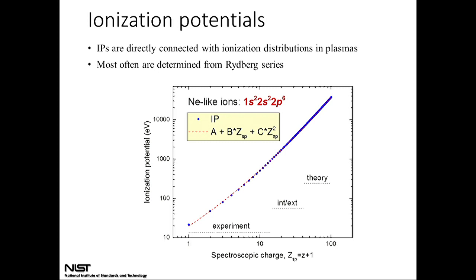Now the blue points from our database in this range were determined from the experiment, and you can do it for low charge ions. Then these numbers were determined from interpolation or extrapolation, and the highest were determined from theory because basically there is no experimental data whatsoever to try to get. But nonetheless, you see everything changes very smoothly and nicely, goes like Z squared, and you can use this information to calculate or determine ionization potential.